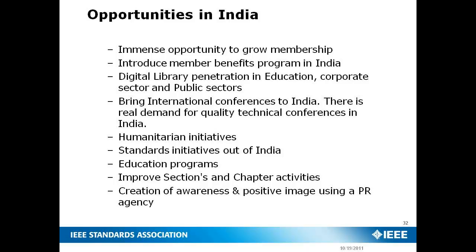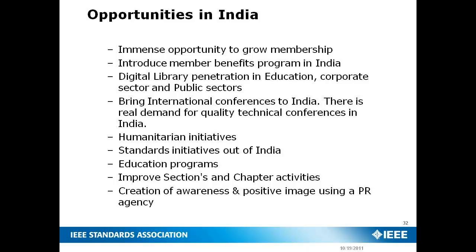We are exploring possibilities of providing certain type of insurance and discounts for technical book purchase or tools like computers and other software purchases by the members here in India. And digital library penetration is quite good in the universities. We at this moment have close to 700 colleges and universities in India with IEEE library access, the online library. And there are many who are subscribing to journals and other publications in India. There is immense opportunity for us to grow all these activities in India.